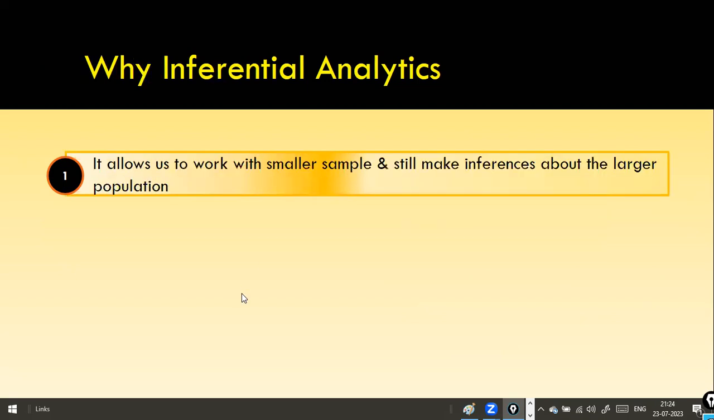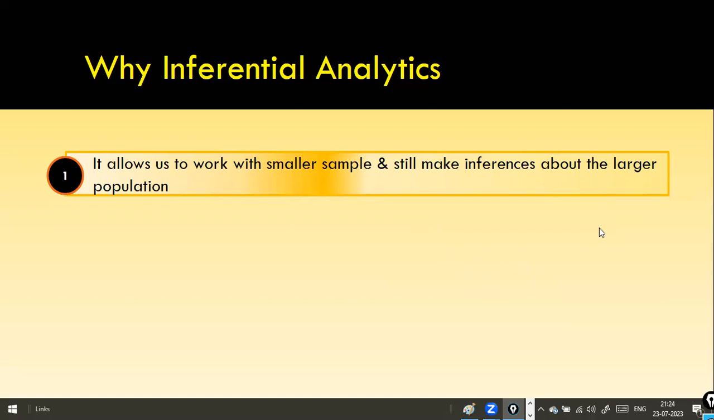So why do I need to use inferential statistics? It allows us to work with a smaller sample. Like I said, working with the entire population is meaningless. If I want to find out customers' purchase behavior, and I call each and every person who lives in India, it doesn't make sense, right? People will laugh at us. So what we do is take a smaller sample, using which we make an inference about the larger population. That is where inferential statistics plays an important role.